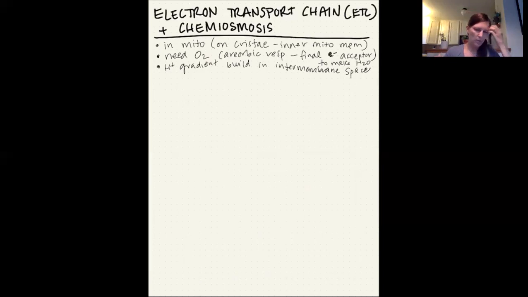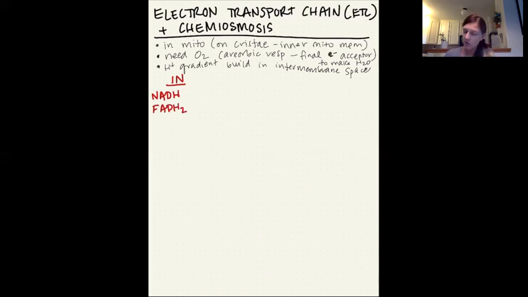Okay, so let's do the inputs and outputs again. All right, so in and out. The inputs are going to be NADH, all right? And we are also going to have an input of FADH2, right?